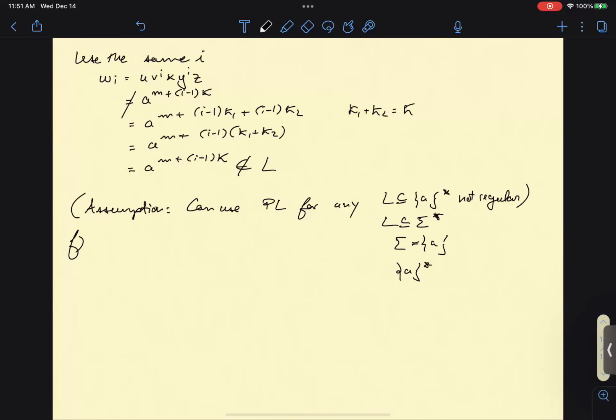This is the same as this, so that's also fine. But this is a language operation, and this is a regular expression, and this is the language denoted by the regular expression.